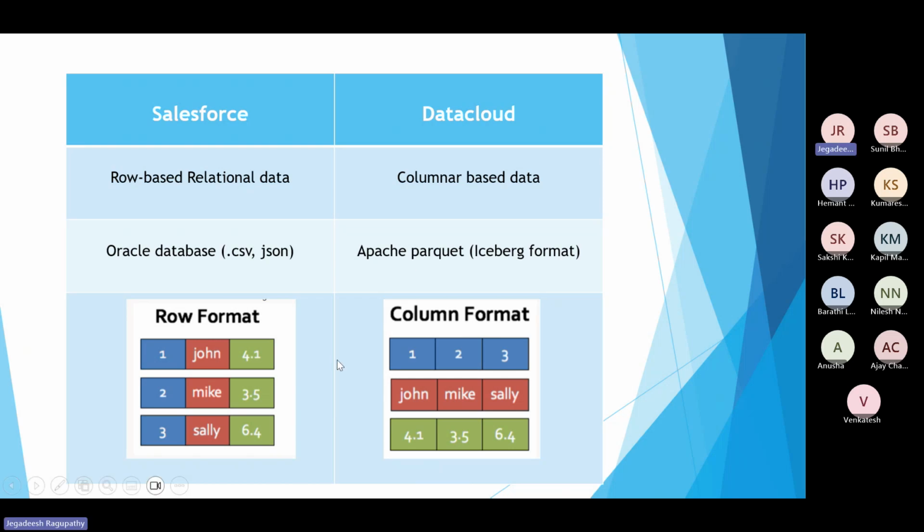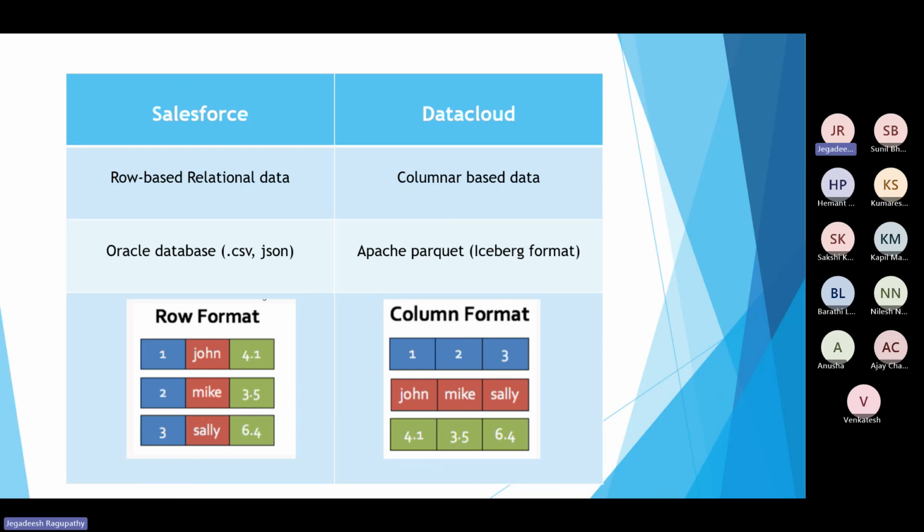Here you could get confused: Apache Parquet is a file format like JSON or CSV. Iceberg is a table format that handles all the file formats in a combined manner.